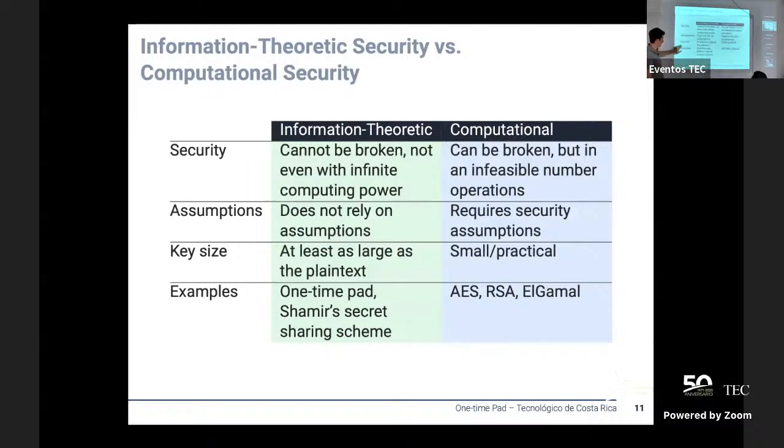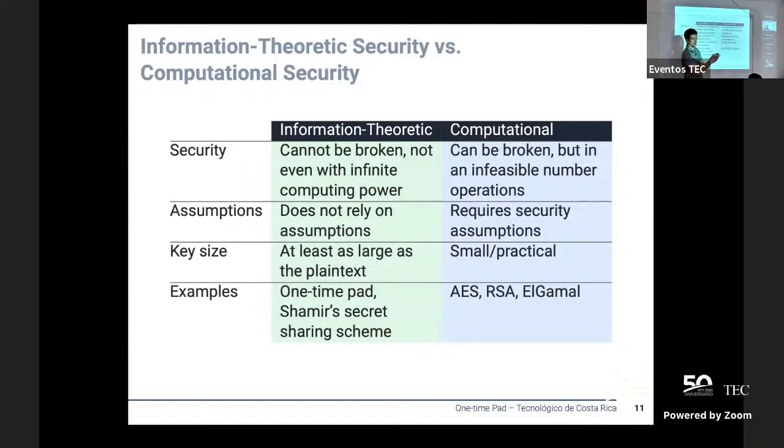Key size. This is now the disadvantage of information theoretic security, because the key needs to be at least, sometimes even bigger, as big as the plain text if you cannot otherwise create such an encryption scheme. We already saw with the code books and key distribution that it's sometimes a mess. So it's not really nice. But for computational security, we can do much better.